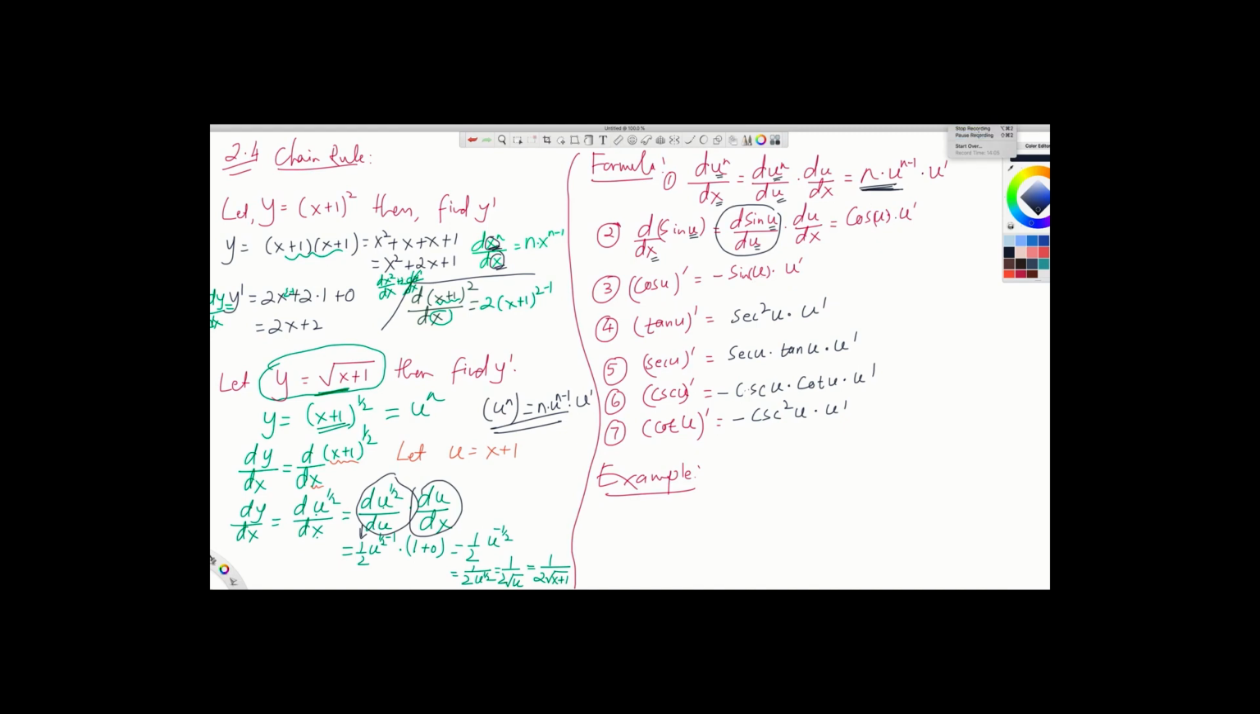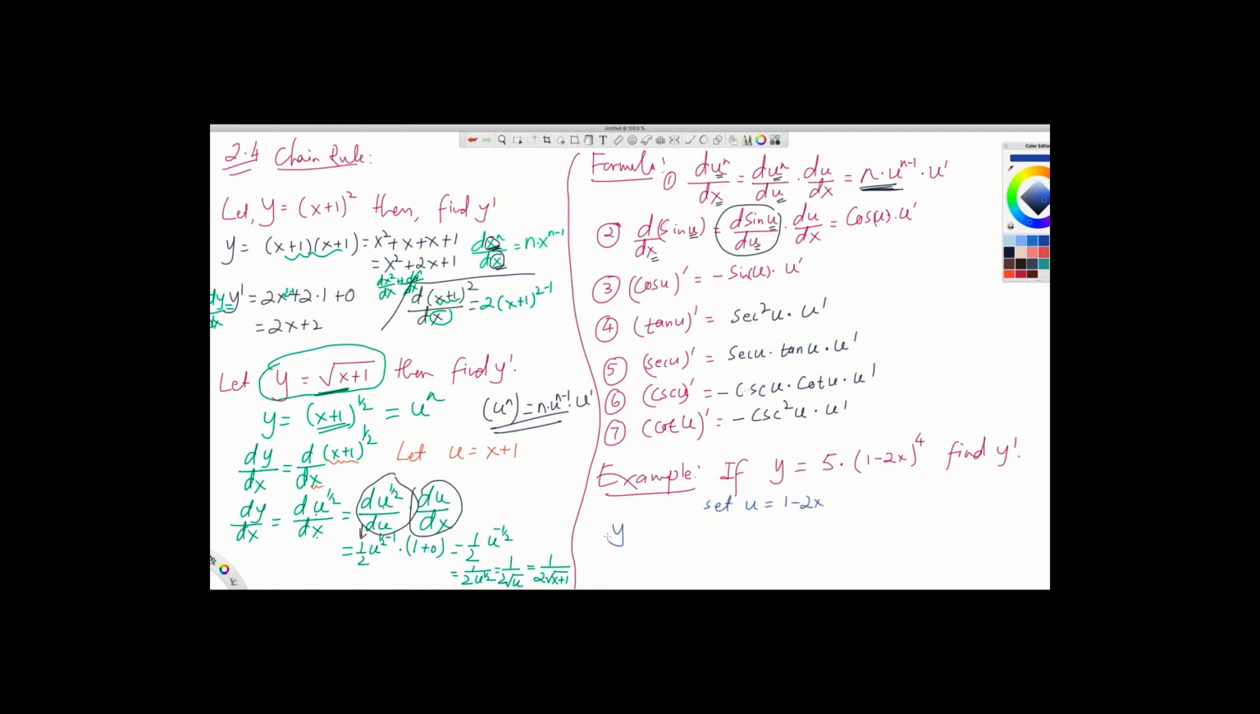Okay, let us see this example. We have y equals 5 times 1 minus 2x to the fourth. Okay, so I don't want to FOIL that 1 minus 2x to the fourth. I want to use the chain rule. So find y prime. How do I do this? What I want to do here is set u equals 1 minus 2x, not with the exponent, just the base.